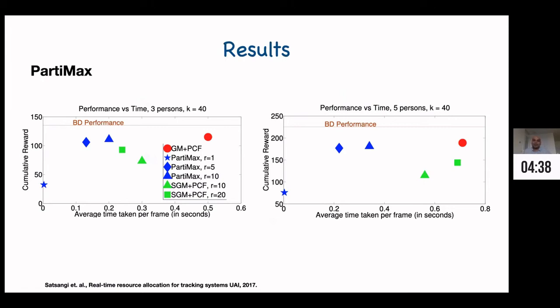On the x-axis, you see the time taken to compute a solution, and on the y-axis, you see the total performance of this algorithm. The flat line labeled BD performance means brute force detection, which is the performance of the algorithm that would have resulted if we had applied the detector on all possible locations in this image. The blue dots here are the PORMDP max algorithm that I presented. And ideally, we want the blue dots to be as far left and top as possible.